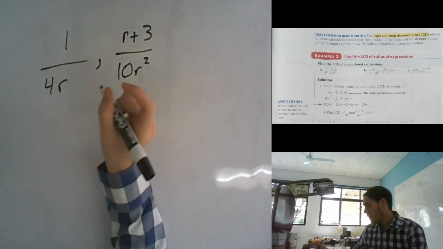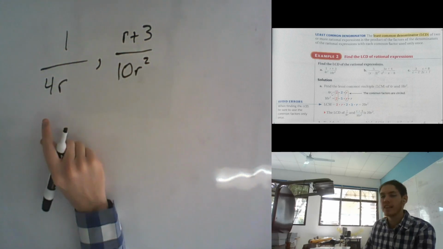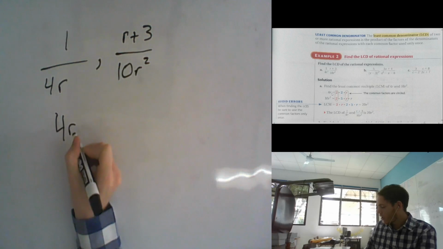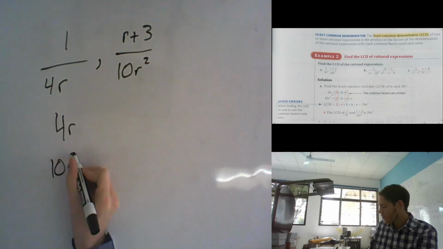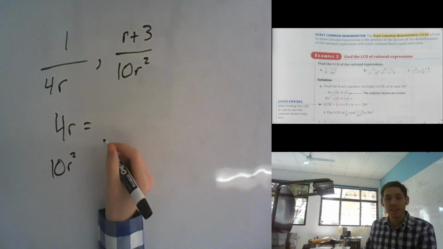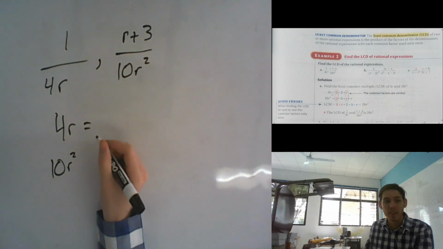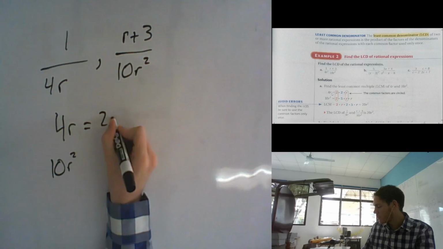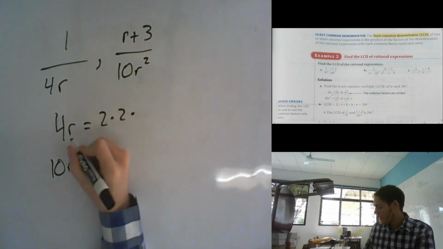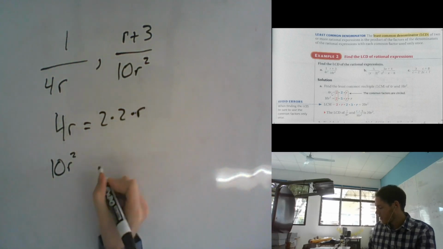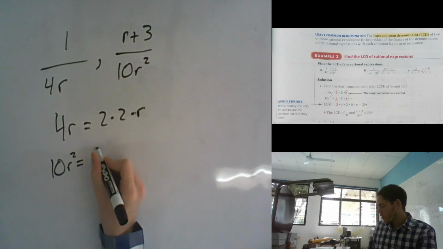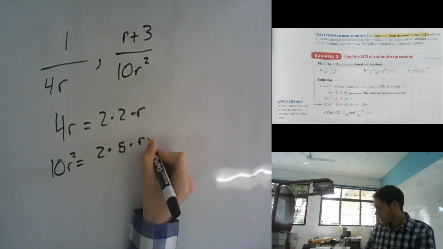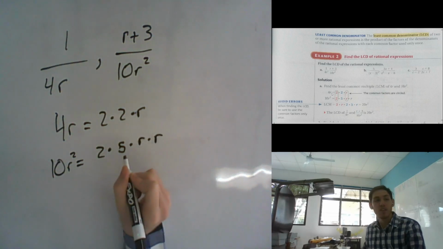Okay, least common denominator. We're going to look at the two denominators. Okay, so 4r and 10r squared. And we're going to write them as a product of prime numbers. So 4 is a product of 2 times 2 and r times r. 10r squared is a product of 2 times 5 times r times r.